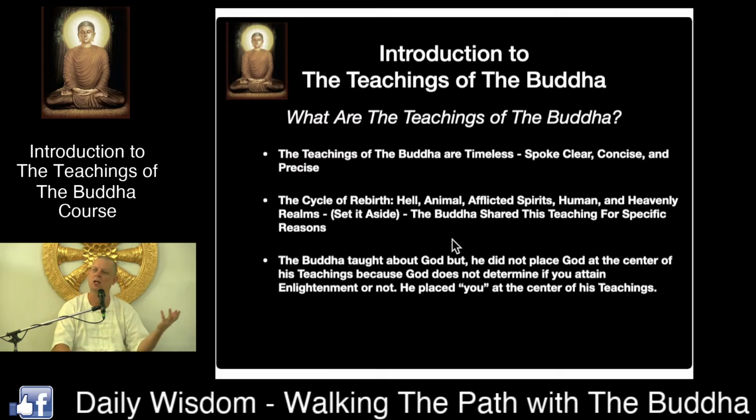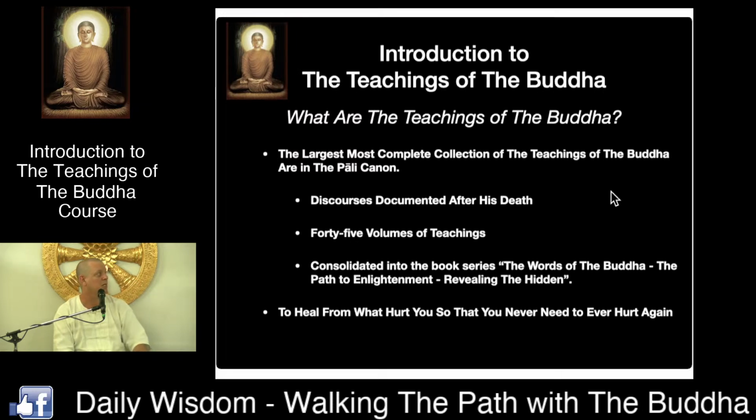But he just didn't put God at the central role of it in his teachings because it's not God who determines whether you get to enlightenment or not. So you can actually get to enlightenment without a relationship with this being, or you can get to enlightenment with a relationship with this being. It's up to you. You can get to enlightenment either way. And if you continue to learn with me, I would teach you how to either have a relationship with this being and still get to enlightenment, or I can teach you how to not have a relationship with this being and still get to enlightenment as well. Okay, so the Buddha did teach about this being of God.